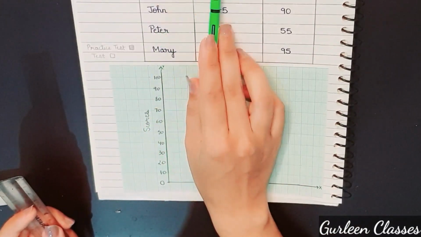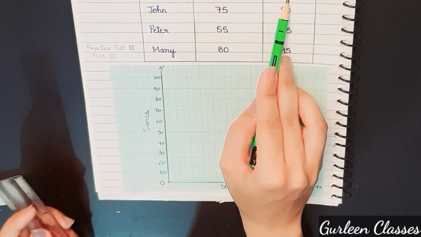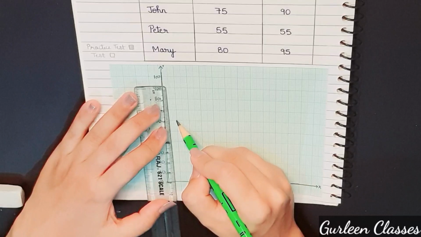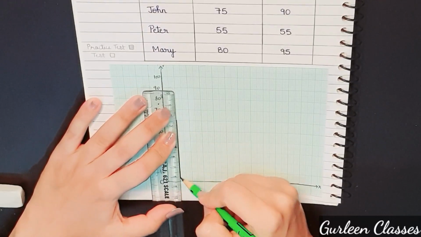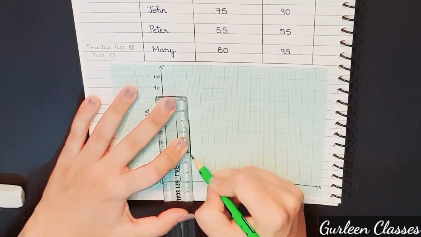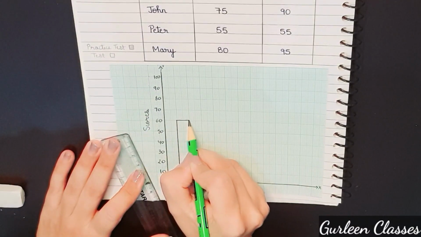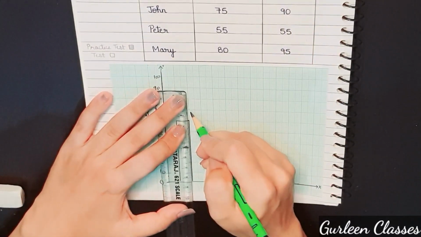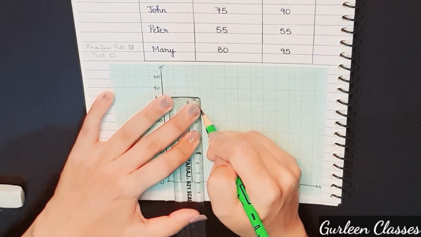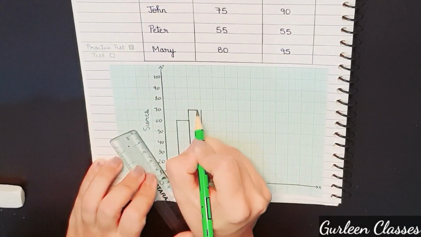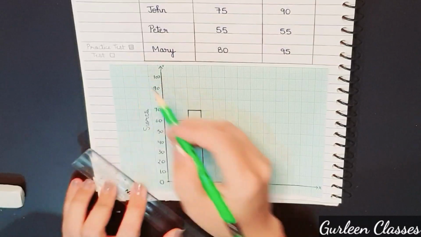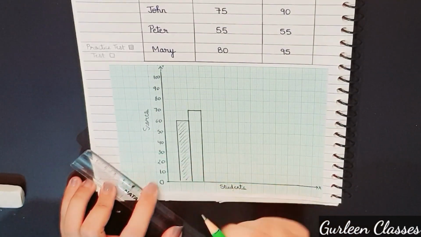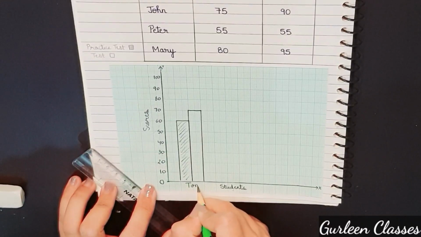Tom scored 60 in the practice test and 70 in the test. Now take a scale and mark a point at 60. Here we have drawn a straight line at 60. The first bar we have drawn is for the practice test. Second, mark a point at 70. So this is our double bar graph. Now shade the practice test. The practice test we show by shading. And just below we will write the name Tom.